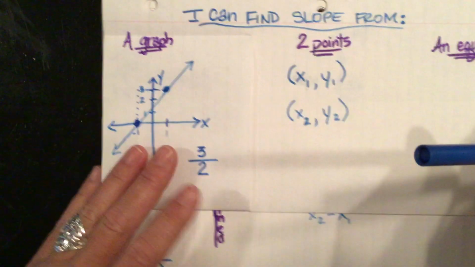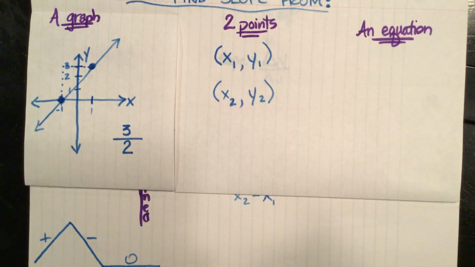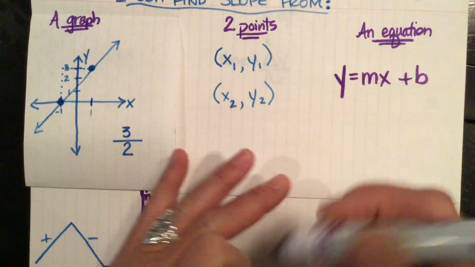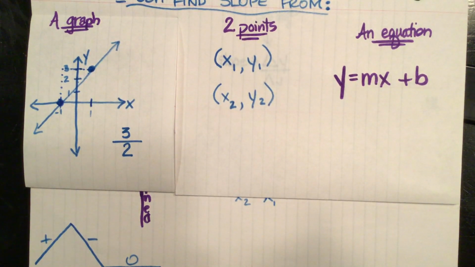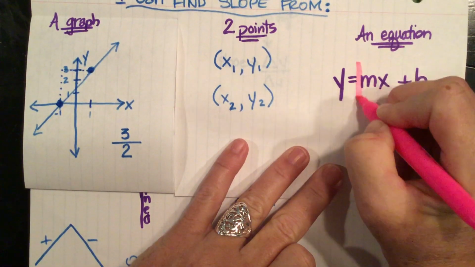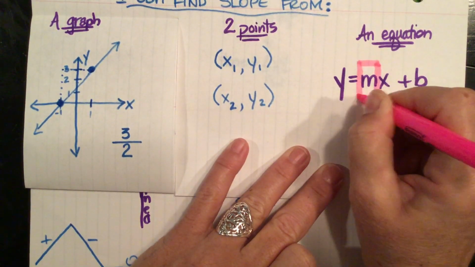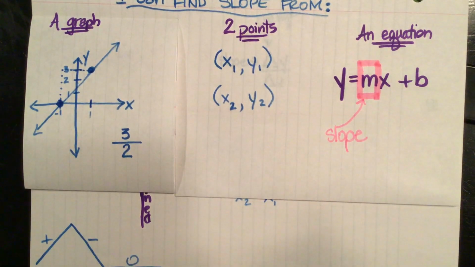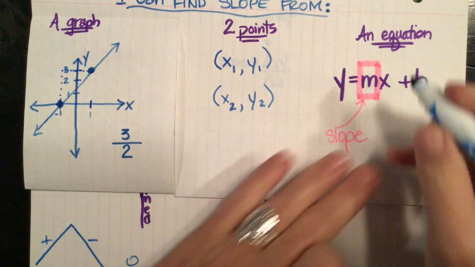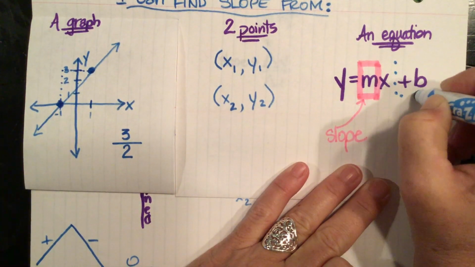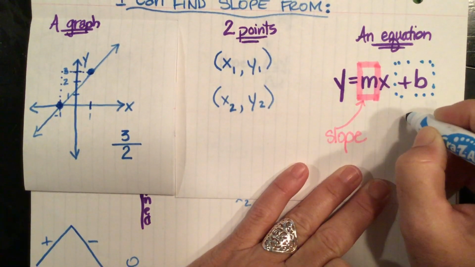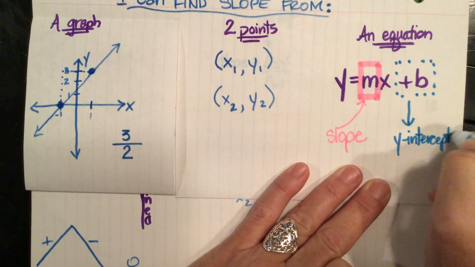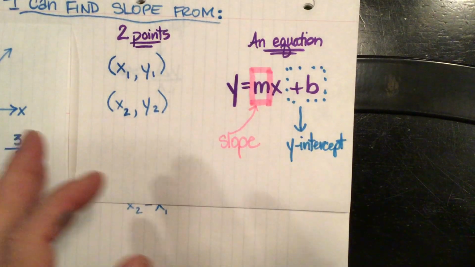All right. And the last one is an equation. y = mx + b. This should not be anything new. Your m is the slope. Your b is the y-intercept. And always include the sign that is to the left of the b.